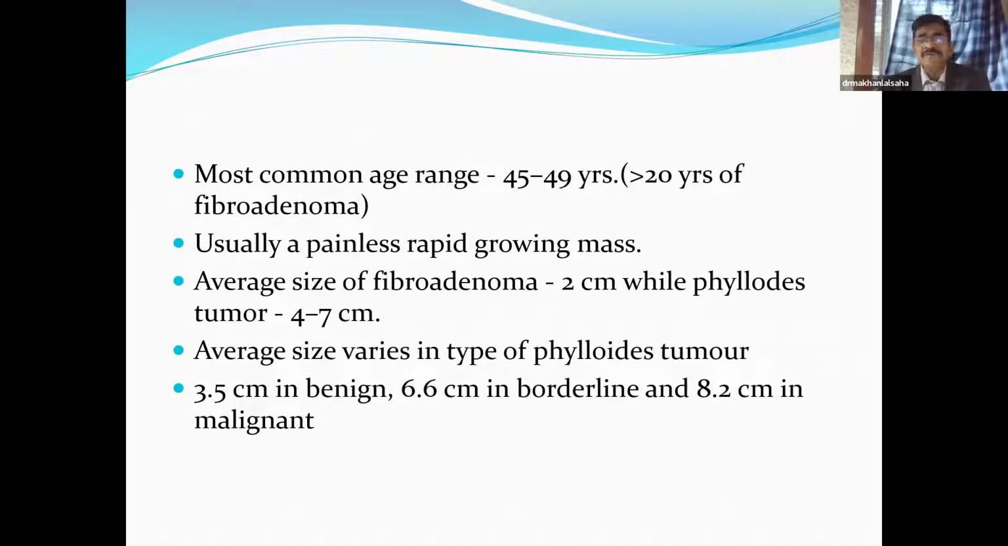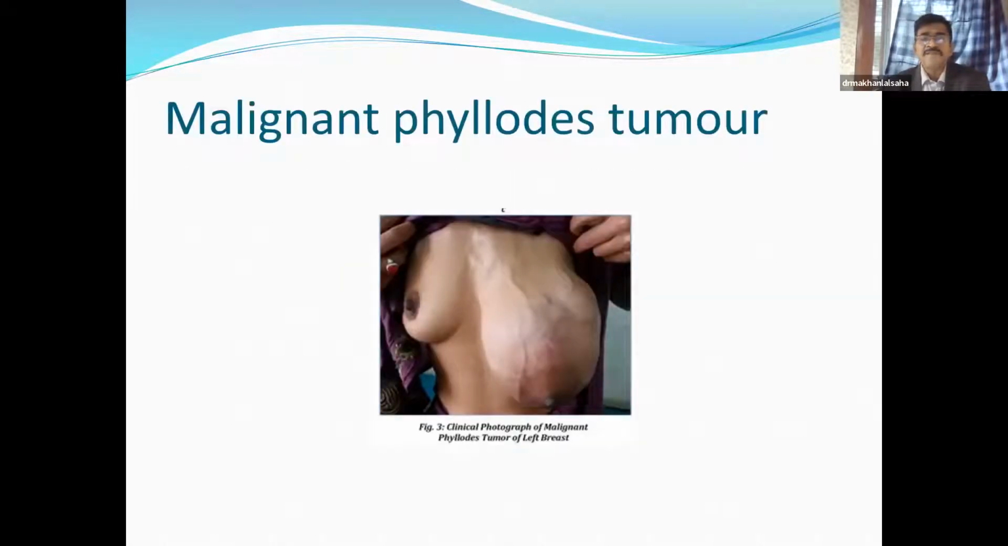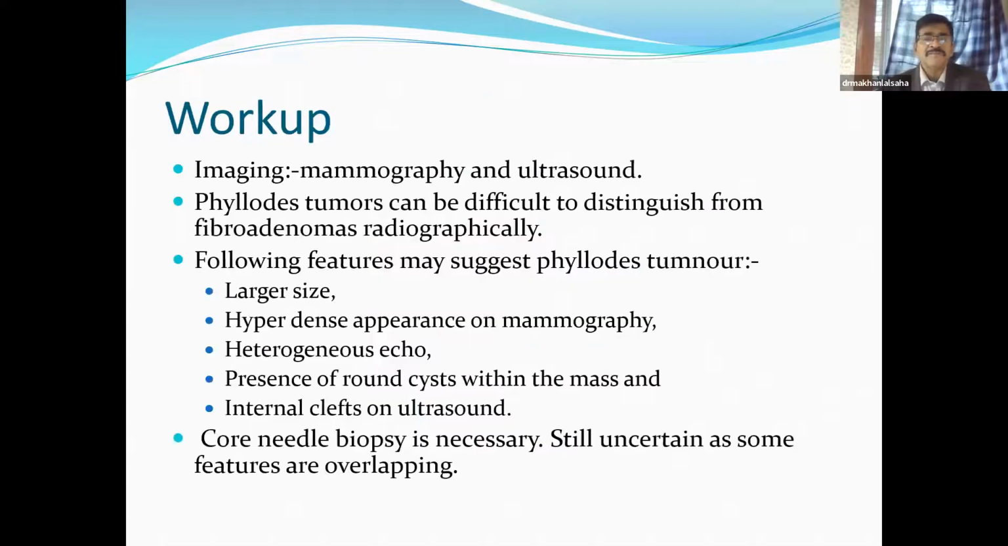Average size of a fibroadenoma is 2 cm, while average Phyllodes on presentation is 4 to 7 cm. And average size varies in different types of Phyllodes tumors. It is on average 3.5 cm in benign, 6.6 in borderline, and 8.2 in malignant Phyllodes tumor. This is one large tumor with increased vascularity, suggesting a malignant Phyllodes tumor.